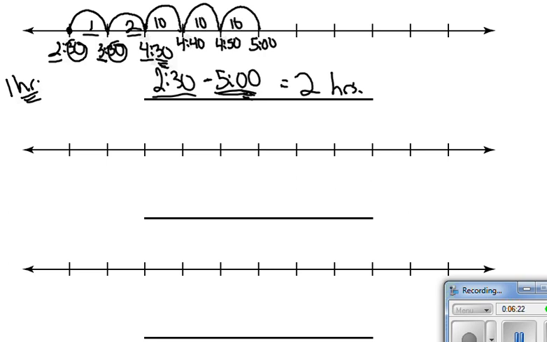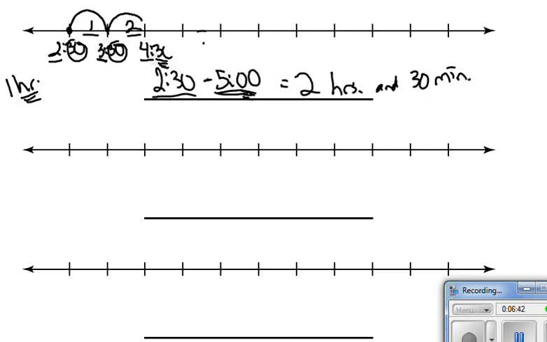So now I have 10, 20, 30. I have 2 hours and 30 minutes. Not too bad right there. So let's just say maybe you wanted, instead of doing 10 minutes, maybe you wanted to do 5 minutes. Let's see if we have enough room for 5. I'm not sure we have enough room for 5. Okay.